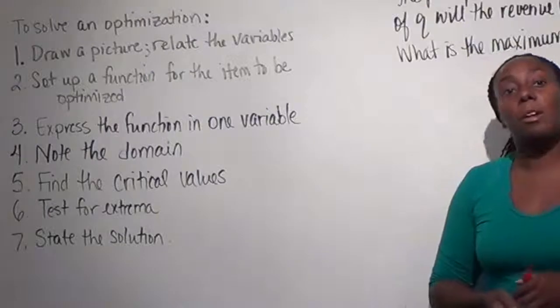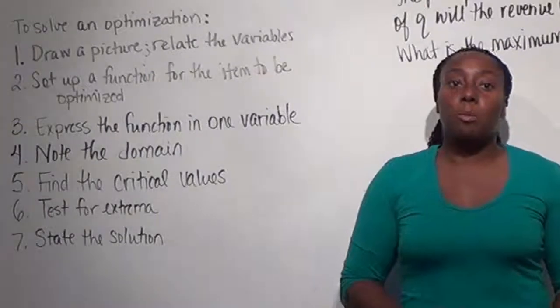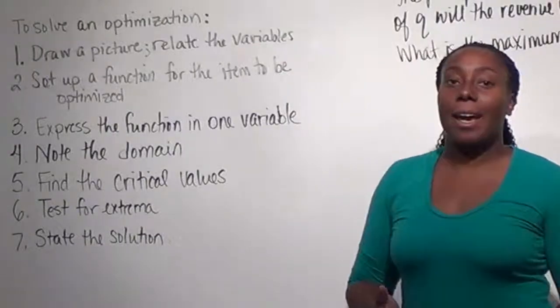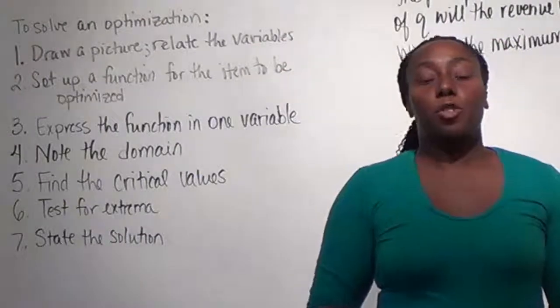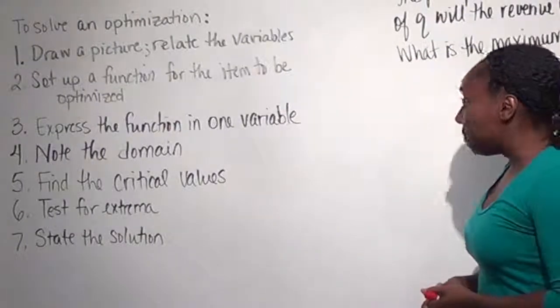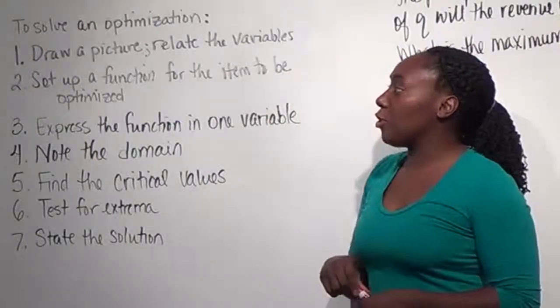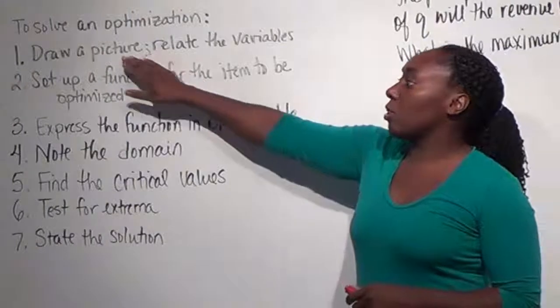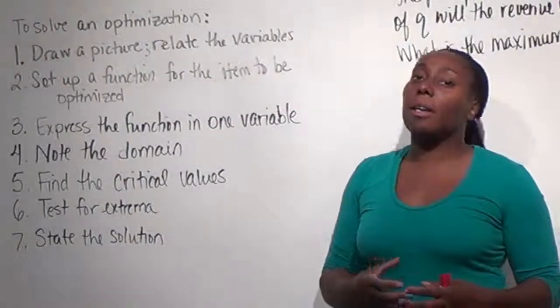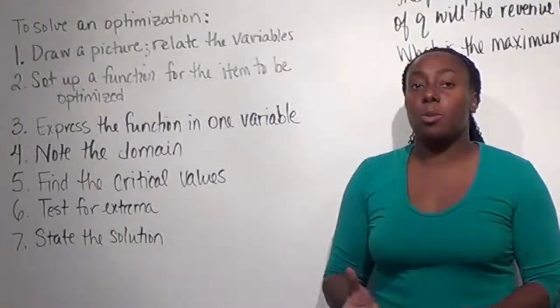To solve an optimization problem, this is a lot like a word problem, so some of the steps are very similar. Obviously, you should read the problem first, and then reread it to figure out what information you're being asked to find, what information you're given, and how that information relates. But for an optimization problem, you should also start by drawing a picture.